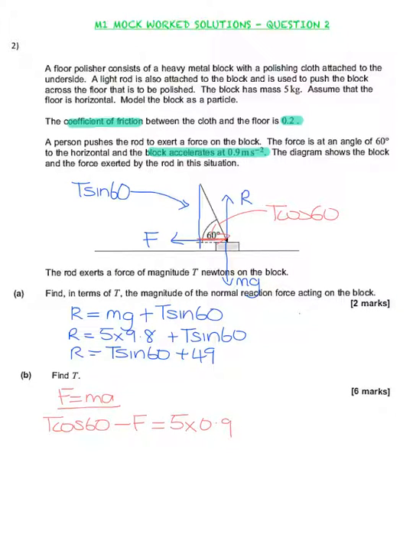Now we can use F equals mu R to make a second equation, where friction is equal to mu, which we're told is 0.2, times R, which we found in the previous part of the question to be T sine 60 plus 49. We now have two equations containing F, so I can use simultaneous equations and substitute one equation into the other. I can then expand the brackets.